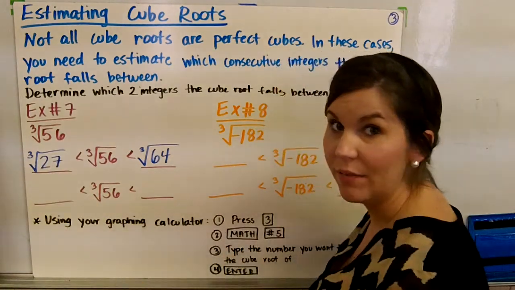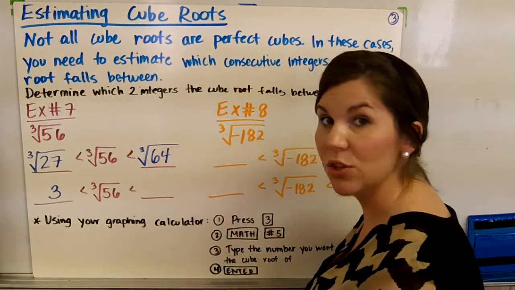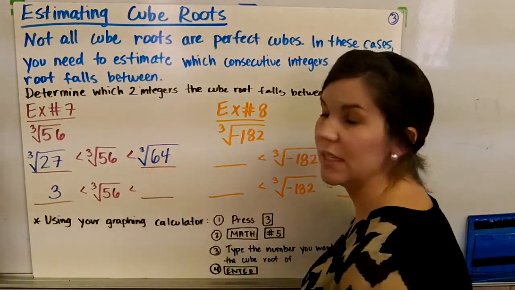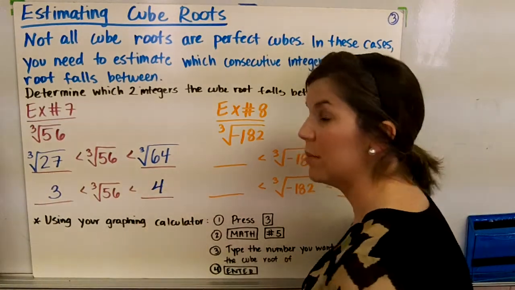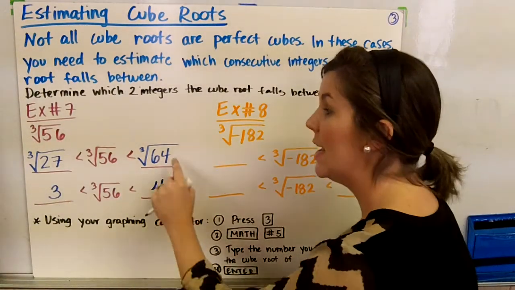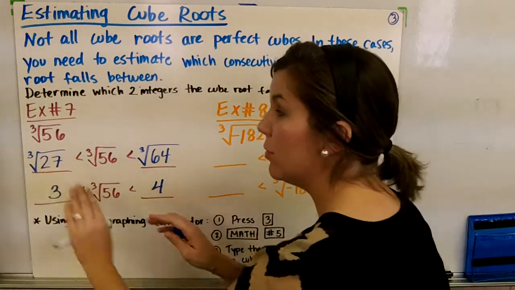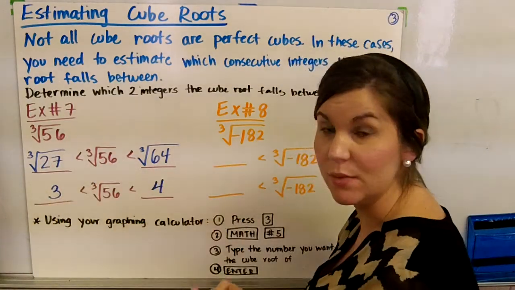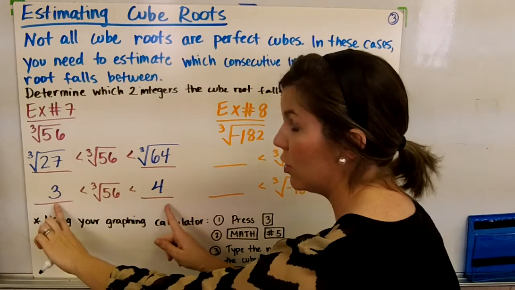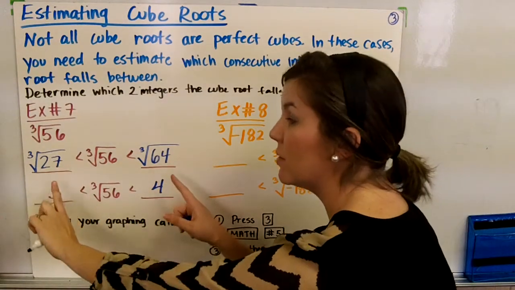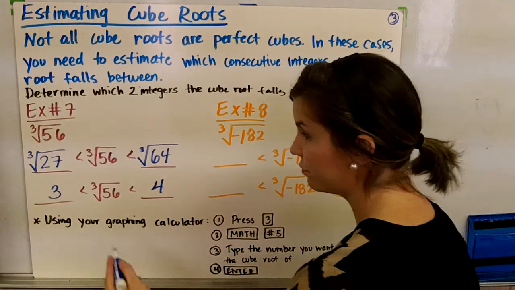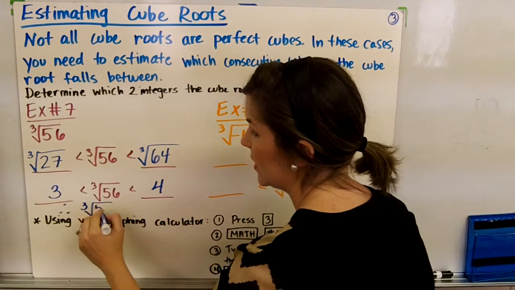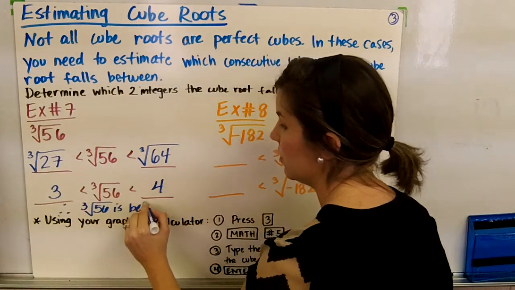Now the cube root of 27 is 3, because 3 times 3 times 3 is 27. The cube root of 64 is 4, because 4 times 4 times 4 is 64. So if the cube root of 27 and the cube root of 64 have the cube root of 56 in between, then when you take the cube roots, the cube root of 56 must be between 3 and 4. So we can say, therefore, the cube root of 56 is between 3 and 4.